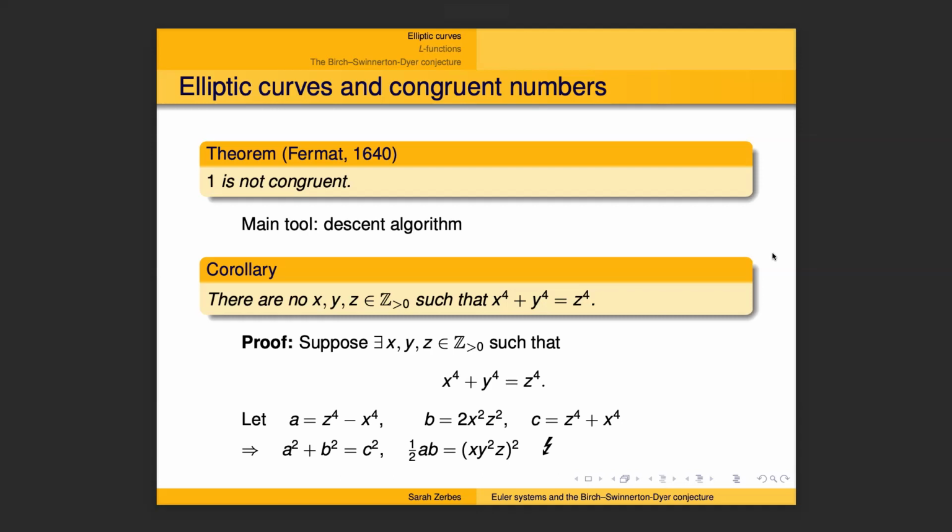So I find this an extremely neat application of the fact that 1 is not a congruent number. And it is possible that this corollary sparked Fermat's interest in the more general Fermat equation.